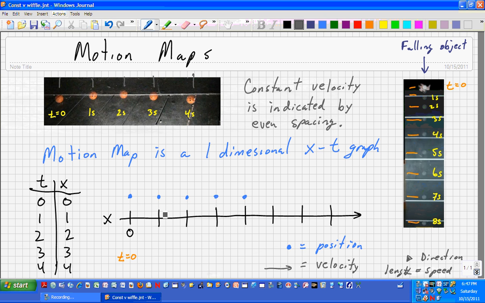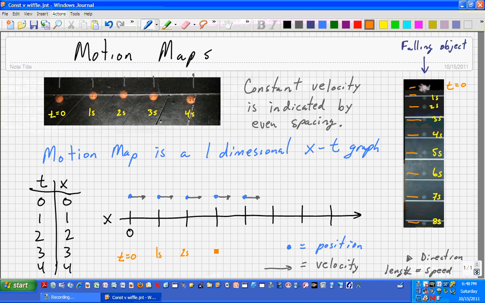So with this particular motion map, I know that it's from time 0 to time of 1 second. It's headed in this direction, so that's the direction I'm going to put as my arrowhead, and I can make my velocity vector any length I want, as long as for this constant velocity I make them all the same size. So I've got an arrowhead that represents the direction of the velocity, and the length of that arrow represents the speed. So these are all the same length, indicating that it's all the same speed.